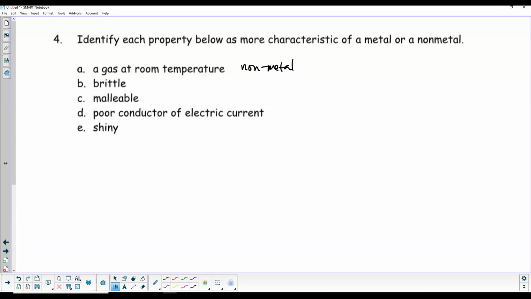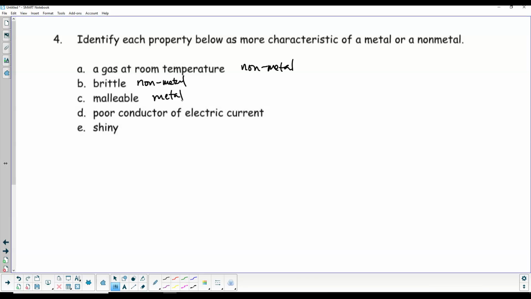Okay, brittle is the opposite of malleable. Malleable means you can pound it and it bends into different shapes, pounds into thin sheets. Brittle means you hit it with a hammer and it shatters. That as well is going to be a non-metal. And as I was just describing, malleable means bendy, or you can shape and form it. Well, that is one of the properties of a metal.